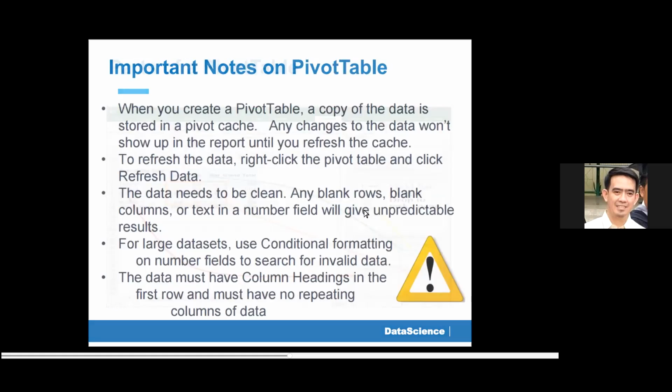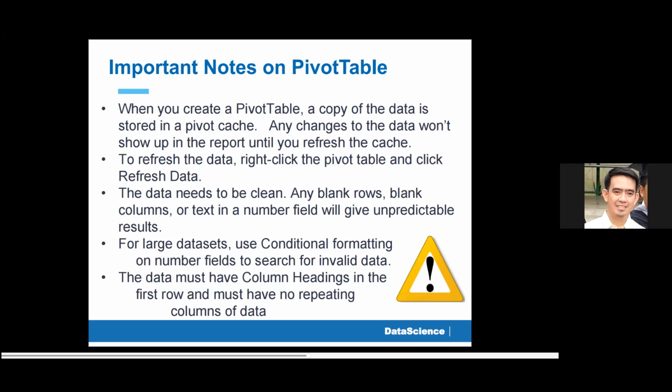So, important notes on pivot table. When you create a pivot table, a copy of the data is stored in the pivot cache. Any changes to the data won't show up in the report until you refresh the cache. That's why I am mentioning that you need to click the refresh button so that we'll be able to refresh the cache of the pivot table. There is a button, as we saw on the pivot table toolbar, in the ribbon.